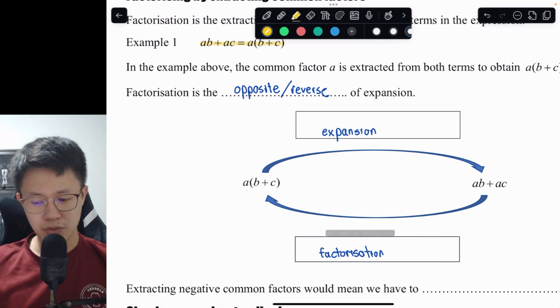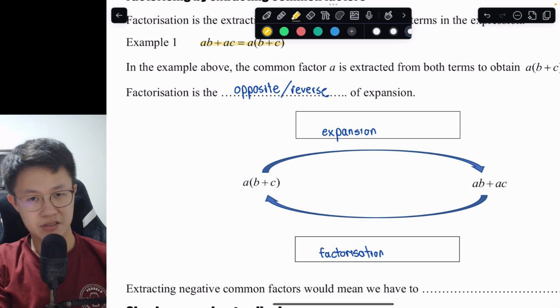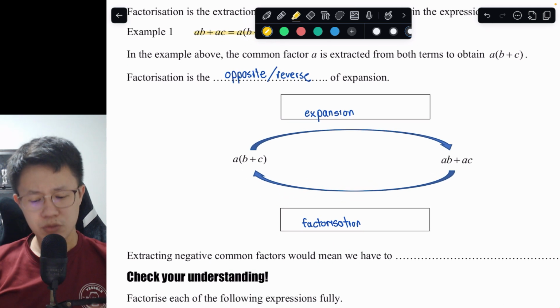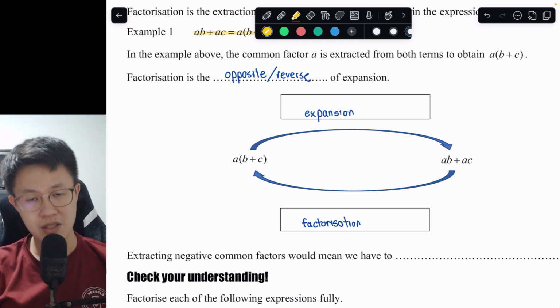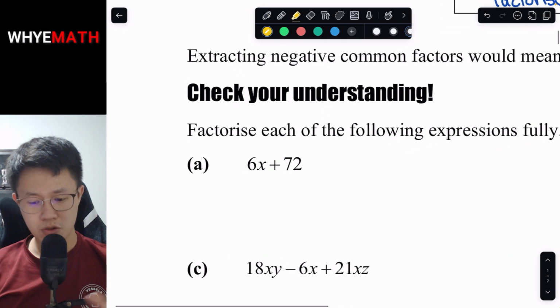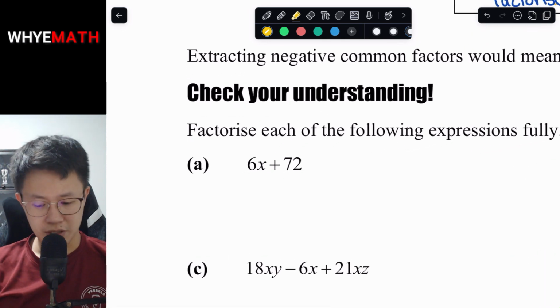Now, if we want to do the reverse, this is called factorization, and that's where we extract the common factors. And if we extract negative common factors, this will mean that we have to divide the terms by the negative factors. So let's go through some very simple ideas here.